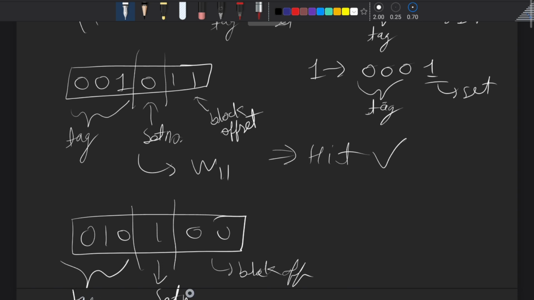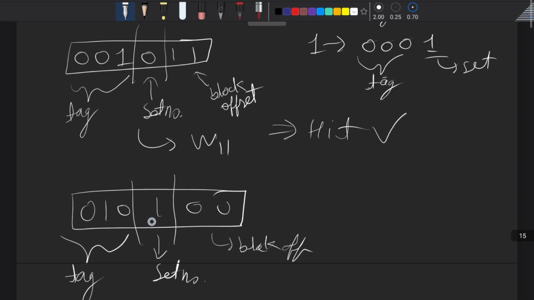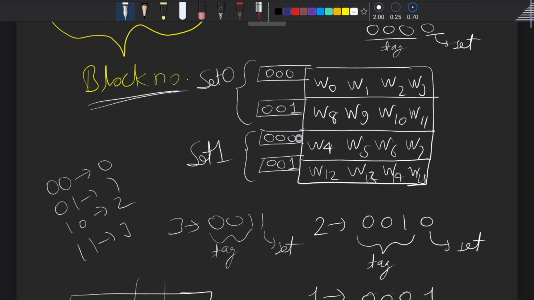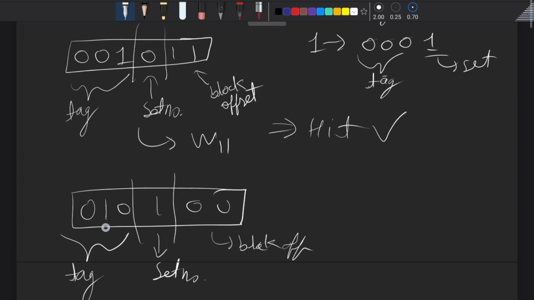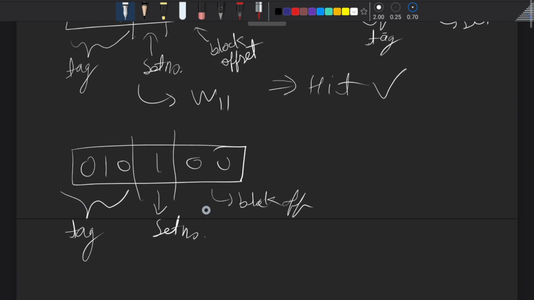So here first we will be looking at the set number and we will be going to that set. Here it is 1, so we'll be going in set 1, and now we will be looking at each tag for the tag that we have here. So here we have 010, so we'll have to look for this tag in set 1. Here in set 1 we have tags 000, 001, and that's it. So we don't have 010 in set 1, so it is not present in cache memory, so it is a miss.